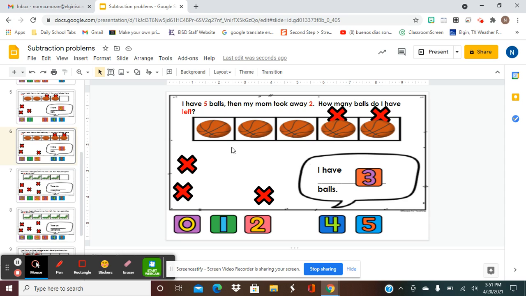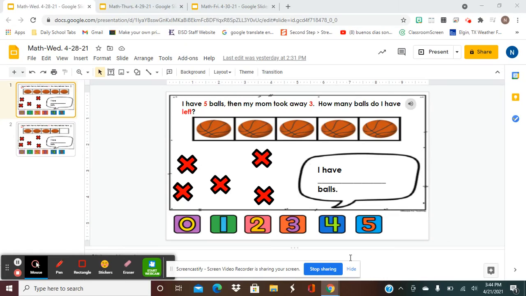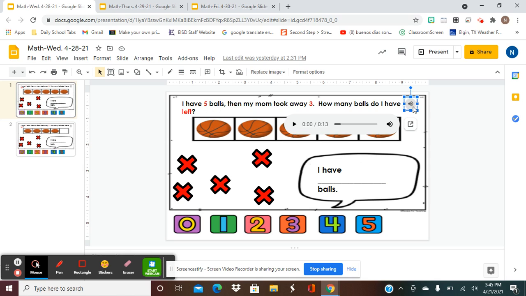All right. So now let's talk about your homework. Your homework is going to be very similar to what we just did. For today's homework, we are continuing practicing doing subtraction word problems, just like we did yesterday and the day before. So today we're going to have 2 word problems. They're going to be subtraction word problems. Remember, subtraction means we're taking away. And up here, you have your word problem. And if you click here, you can push play and I will read it for you.